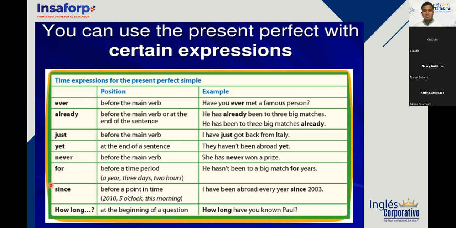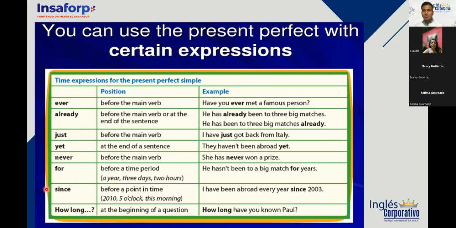Claudia, let's go. Since, before a point in time: 2010, 5 o'clock this morning. I have been abroad, what is the pronunciation? Abroad, every year since 2003. I mean, there you can say two thousand three or twenty oh three. Okay, 2003, that's the easiest way to say it.